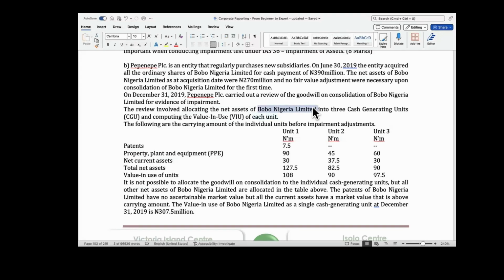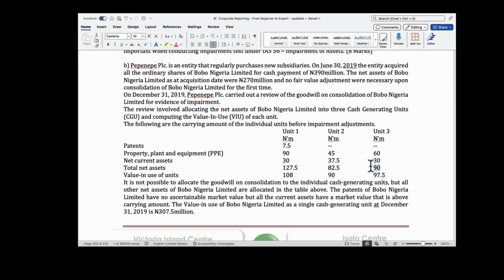So CGU1, CGU2, CGU3, they gave us the details anyway. So these are the assets in each of the CGUs. Of course, this will be the carrying amount, and this is the total. And they also gave us the value in use, which I will see as the recoverable amount of each of the CGUs. So I can easily know the impairment loss in each of the CGUs now, because just the difference between this and this in each of the units gives me my impairment loss.